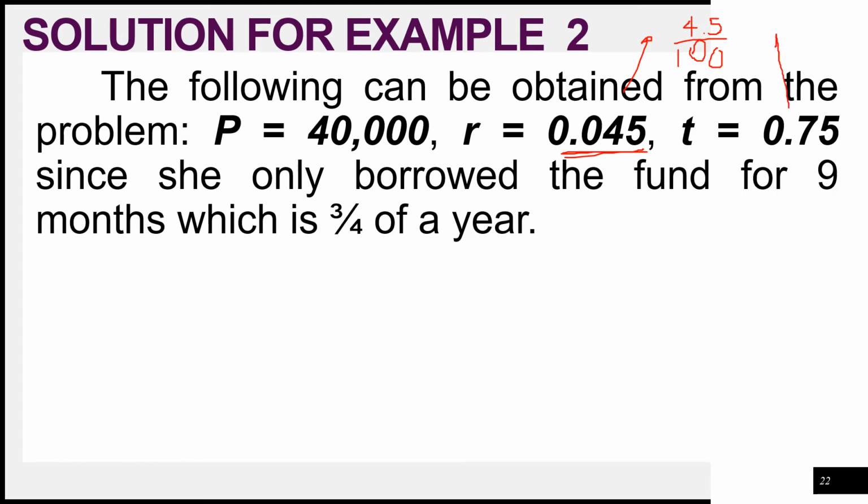And then how did we get the term, which is 0.75? Take note that the term for the amount borrowed by May is only for 9 months. She will be able to pay it already. And since it does not reach a year, we are going to count the number of months and divide it by 12. Why 12? It is because we only have 12 months in a year. Therefore, to get the term, we need to divide 9 by 12, and then we have 0.75. Okay. Now, let's continue.